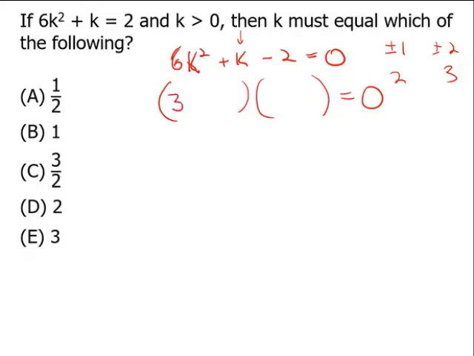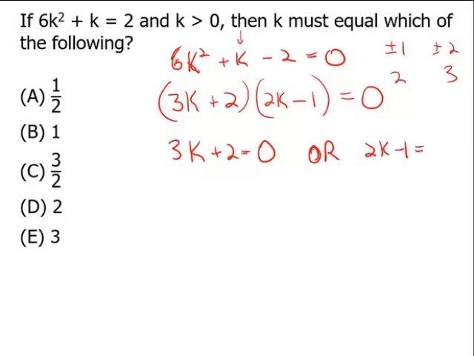And so we know that we're going to have a 3k and a 2k. That 2k has to get multiplied by positive 2, and the 3k has to be multiplied by negative 1 to produce the cross term of k. So notice now this is totally factored. 3k plus 2 times 2k will give me 6k squared. The 2 times negative 1 will produce the negative 2, and the 4k minus 3k will produce the cross term of k.